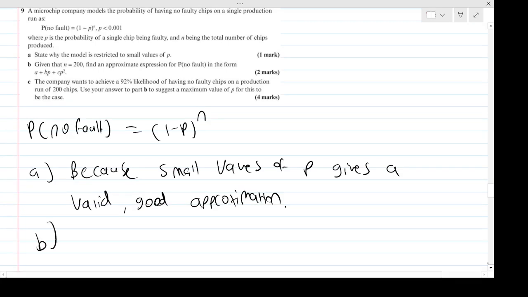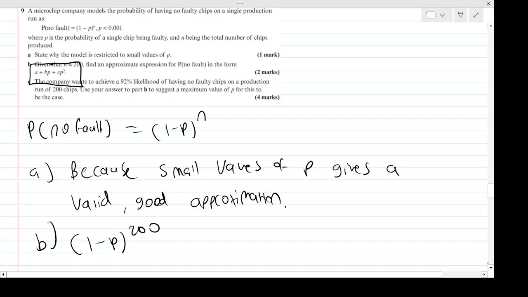Okay, part B then says, given that n is 200, find an approximate expression for P no fault in the form of a quadratic, a plus b p plus c p squared. So we're given n is 200. Let's just substitute that in then. So 1 minus p to the 200 then. Now that is again equal to P of no fault. So we just need to evaluate this, expand it. Now, where do we expand it to? Because there's too many terms here. There's 200, right? But we're told a hint here.